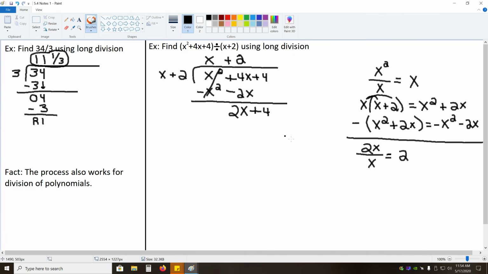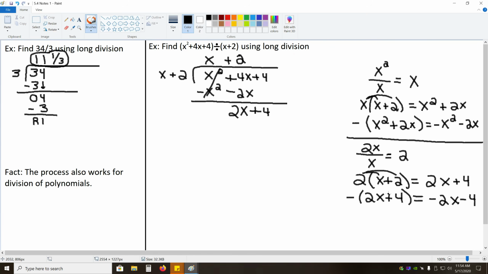We multiply it to the value on the outside, so we get 2 times x plus 2, which when we distribute gives us 2x plus 4. And now once we multiply, our next step is always to subtract. So we subtract the entire 2x plus 4, which gives us negative 2x minus 4. So we're subtracting 2x minus 4.